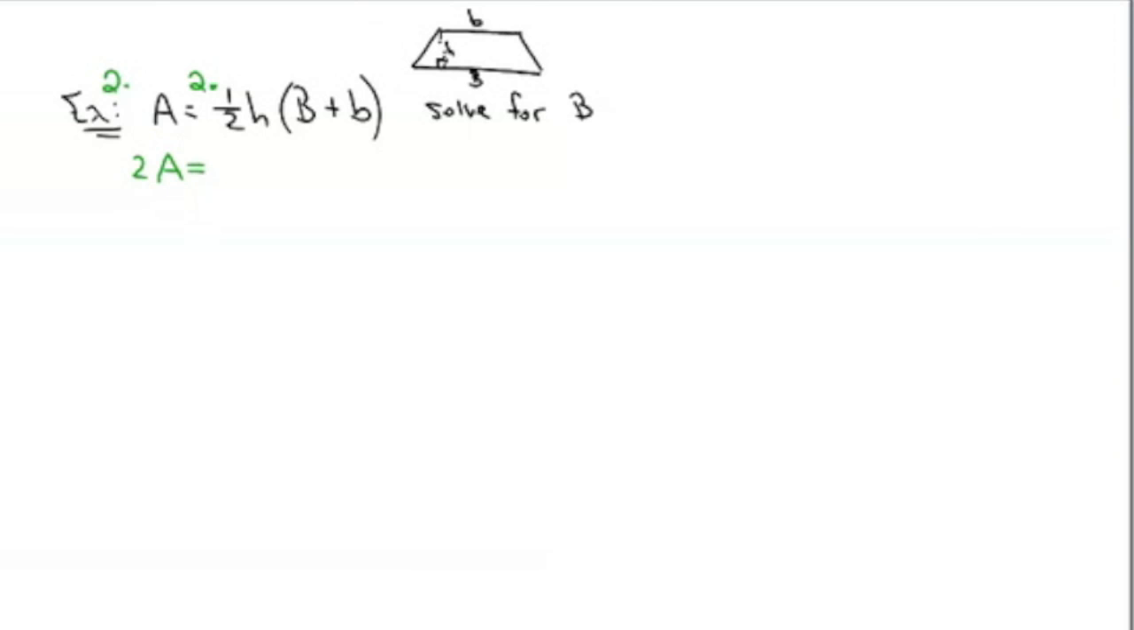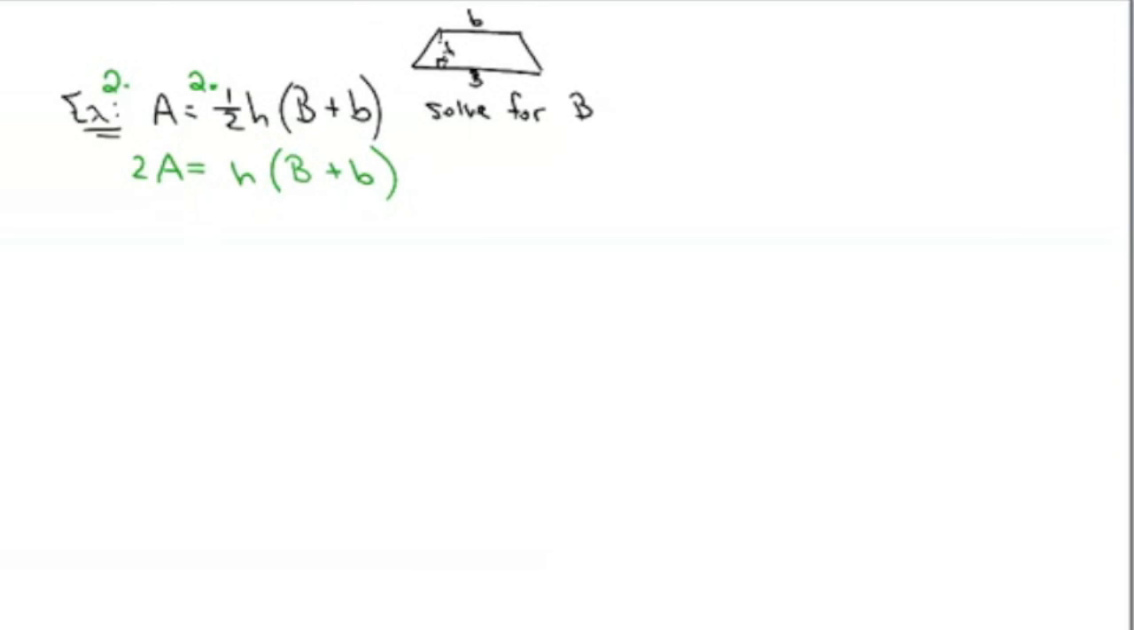2 times a half? 1. 1 times H? H. And we still have the quantity B plus b. Now what? Divide H on both sides. You could. Or distribute. Now that's a choice you get to make. You can either distribute the H, which is normal steps for solving a linear equation, or you can get fancy and get the H to the other side right away. Which one do you want to do? Neither of them are wrong.